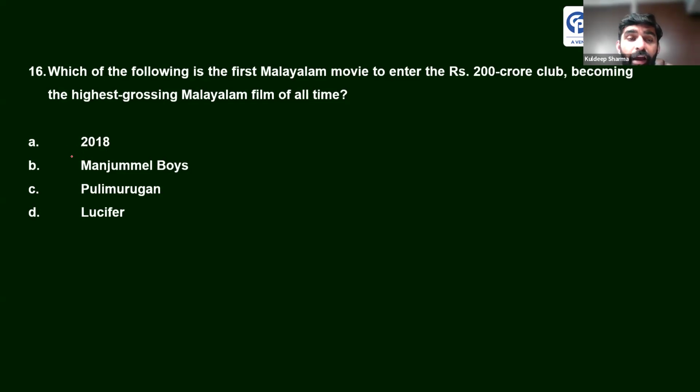Is it 2018? Is it Manjummel Boys? Is it Puli Murugan? Or is it Lucifer? So the answer here is B, Manjummel Boys, which has become the highest grossing movie. 2018 is the second one. Puli Murugan is the third one. And Lucifer is a movie from last year only, and it is at its fifth or sixth position.